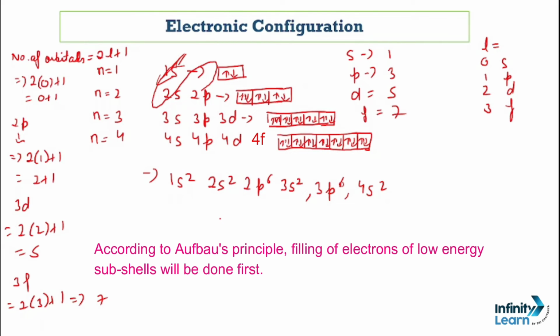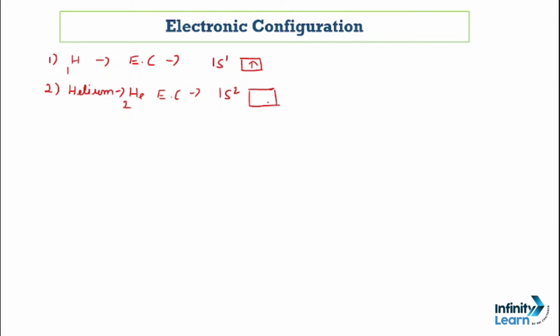Now let's find out the electronic configuration of a few elements. Our first element will be hydrogen, whose atomic number is 1. So the electronic configuration for hydrogen will be 1s1, and if we draw the orbitals, we have only one orbital with a maximum number of electrons. Now let's write for helium, denoted by He, and its atomic number is 2. So the electronic configuration for this will be 1s2. The number of orbitals here is only 1, in which we can put a maximum of 2 electrons.